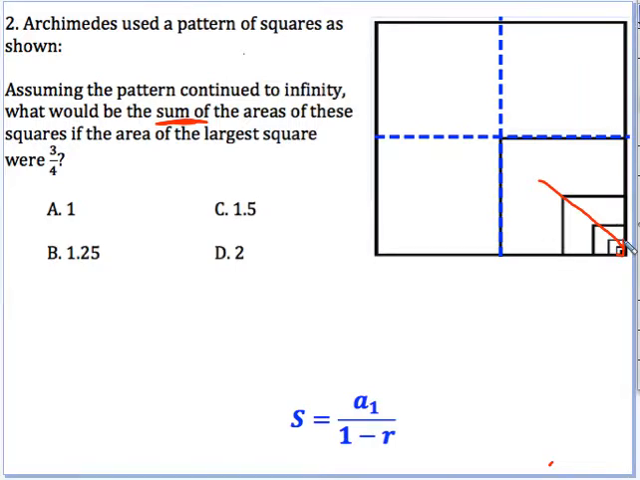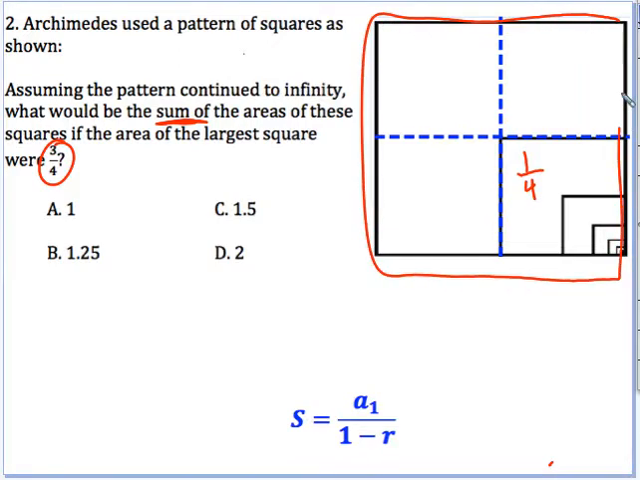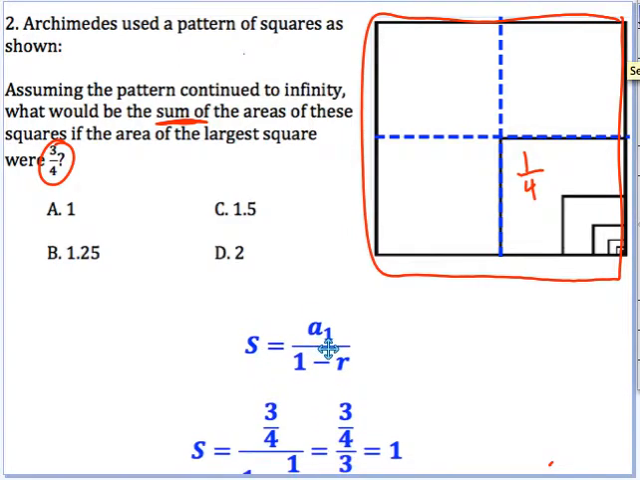So that's going to be a series formula. And this is specifically an infinite series formula because I'm going to keep on going forever. So my formula is going to be a sub 1 divided by 1 minus r. Now I've already said that my a sub 1 is 3/4. I get that from right here. And I know that the ratio is 1/4 because this square here is 1/4 of this huge square here. So my common ratio is 1/4. I have that information. I plug it all in.